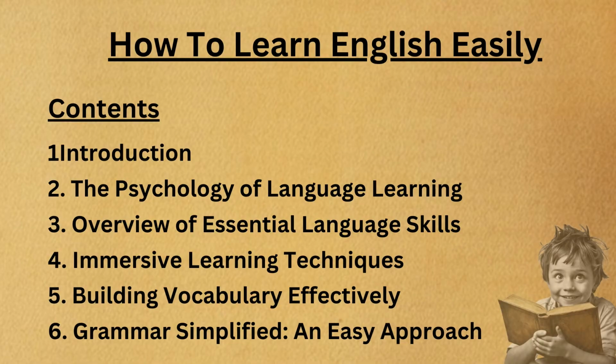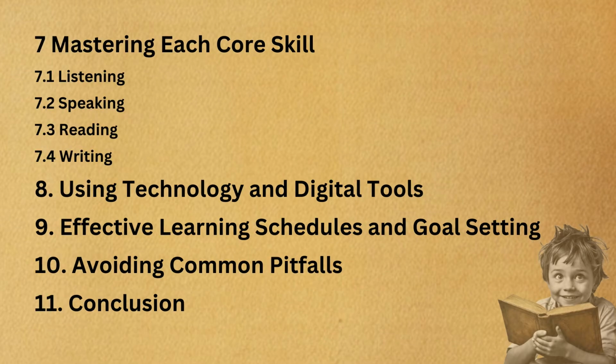How to learn English easily. Contents are: 1. Introduction. 2. The psychology of language learning. 3. Overview of essential language skills. 4. Immersive learning techniques. 5. Building vocabulary effectively. 6. Grammar simplified and easy approach. 7. Mastering each core skill. 7.1 Listening, 7.2 Speaking, 7.3 Reading, 7.4 Writing. 8. Using technology and digital tools. 9. Effective learning schedules and goal setting. 10. Avoiding common pitfalls. 11.